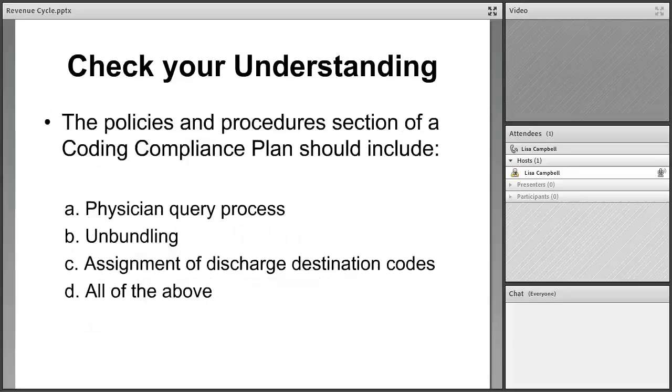Next question. The policies and procedures section of a coding compliance plan should include A, physician query process, B, unbundling, C, assignment of discharge destination codes, or D, all of the above. Correct answer is D. All of the above should be included in the policy.